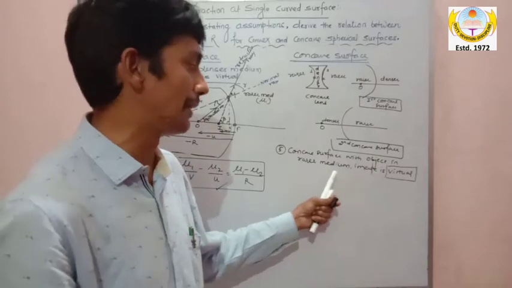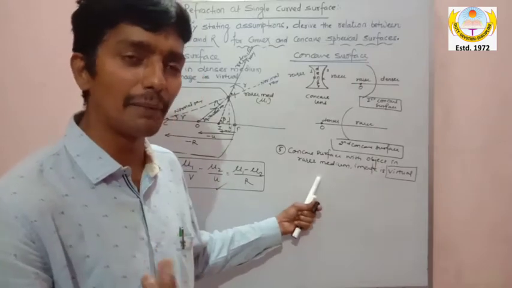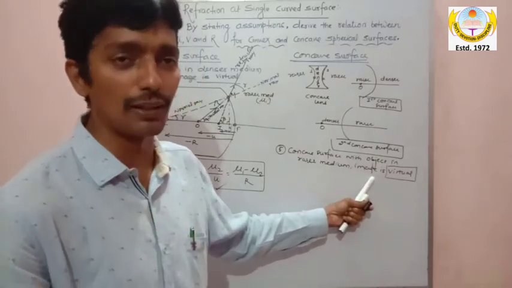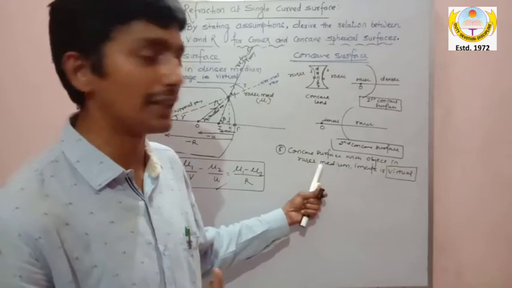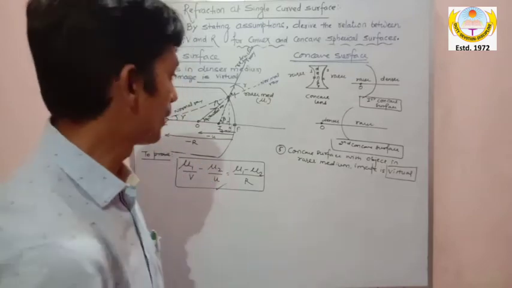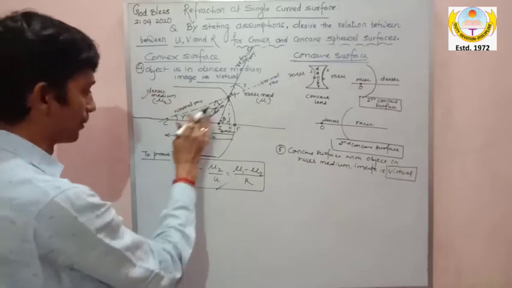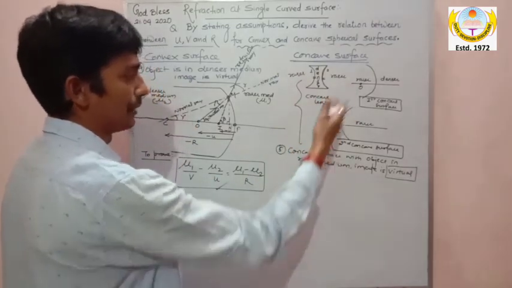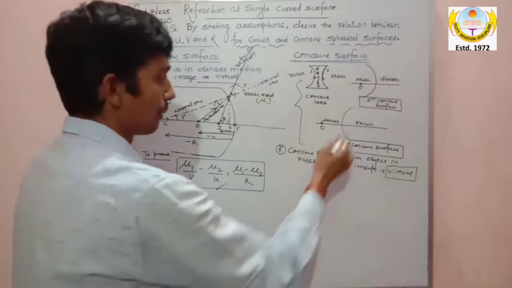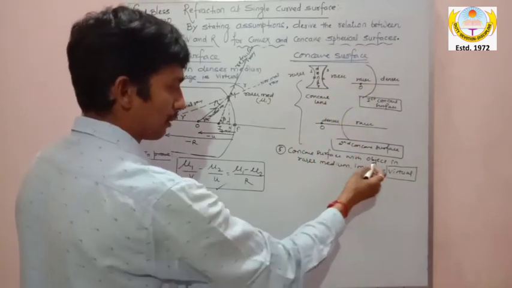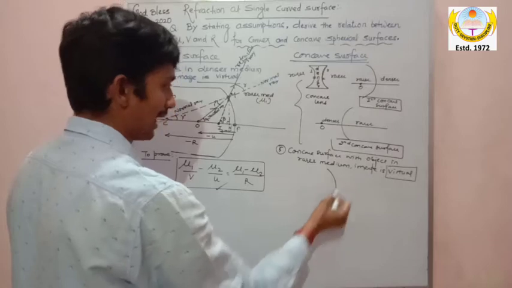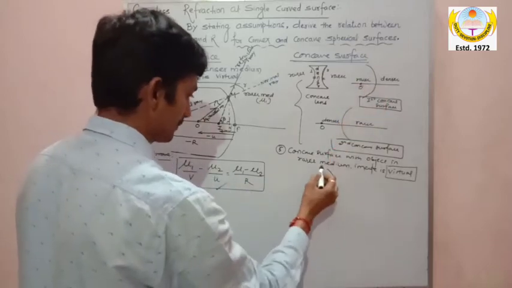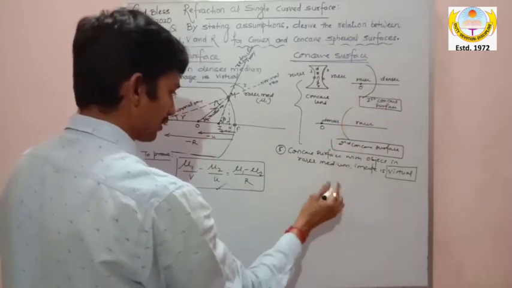First time the object is in the rarer medium, the image is virtual. Second time again, the image will be virtual only because it is concave, but the object will be placed in the denser medium. So I want you to do this topic. I have explained how you will place the concave surface for which objects. Now here, concave surface, the object is in the rarer medium. I have drawn it here. So let us draw the diagram.